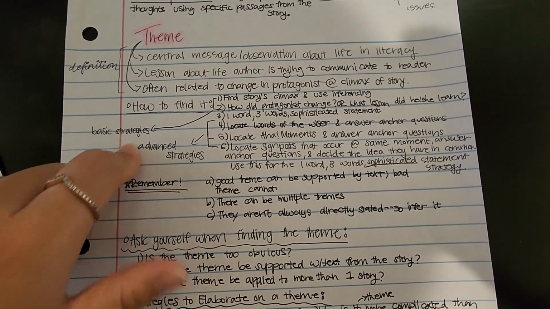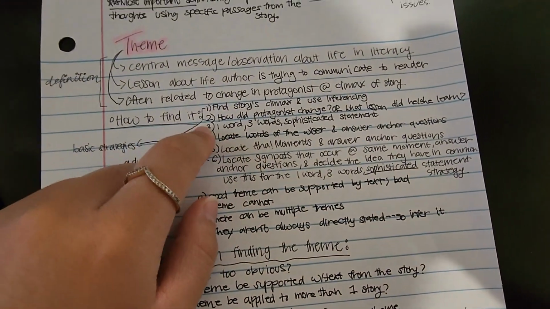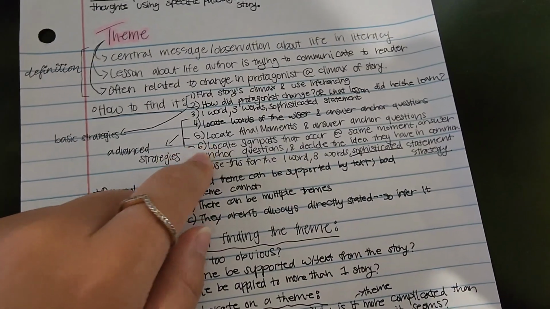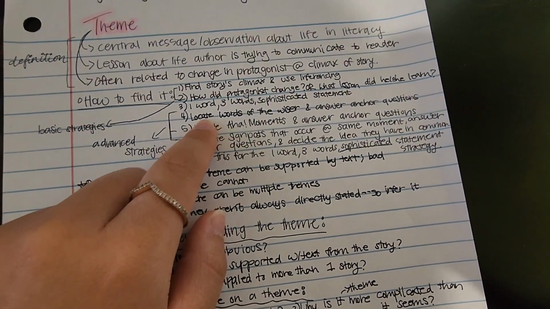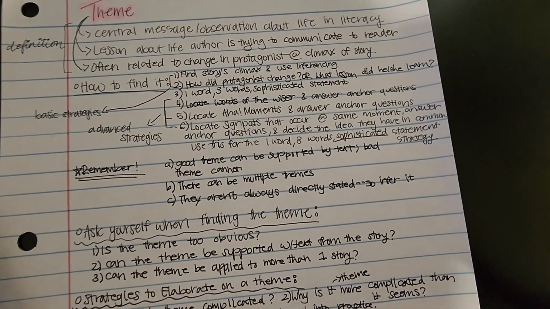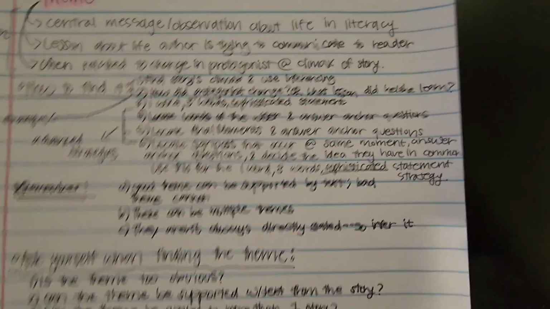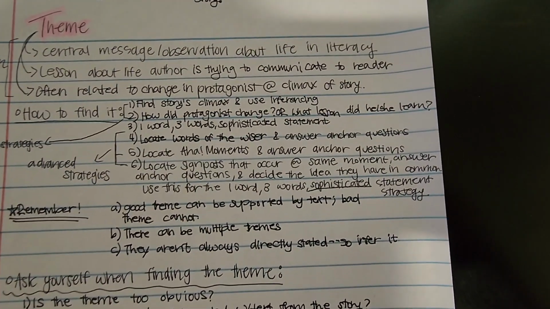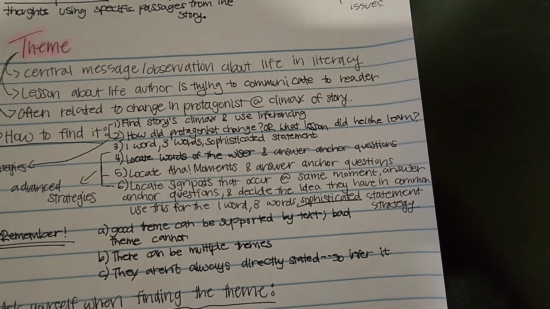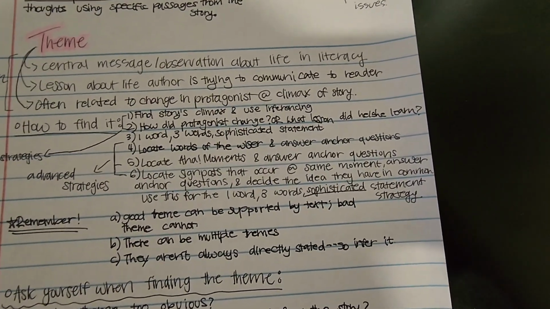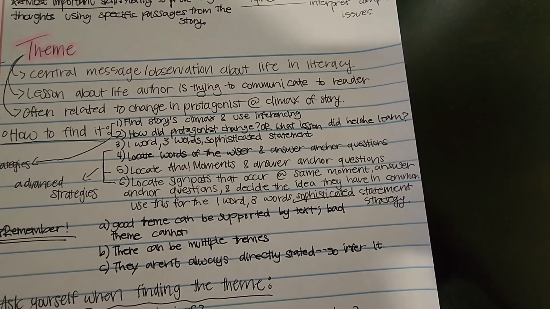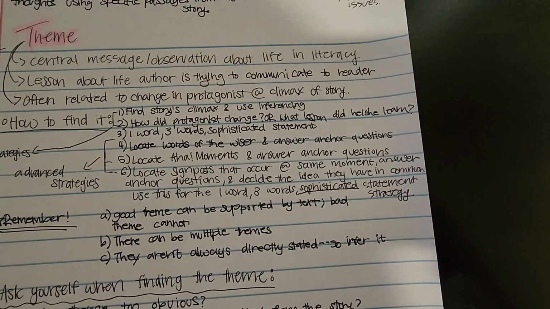These are basic strategies, numbers 1 and 2. Number 3 is just in between. Numbers 4 through 6 are advanced strategies. Number 4 is locate words of the wiser and answer anchor questions. 5, locate the aha moment and answer anchor questions. 6, locate signposts that occur at the same moment, answer anchor questions, and decide the idea that they have in common. Use these for the one word, three words, sophisticated statement strategy.